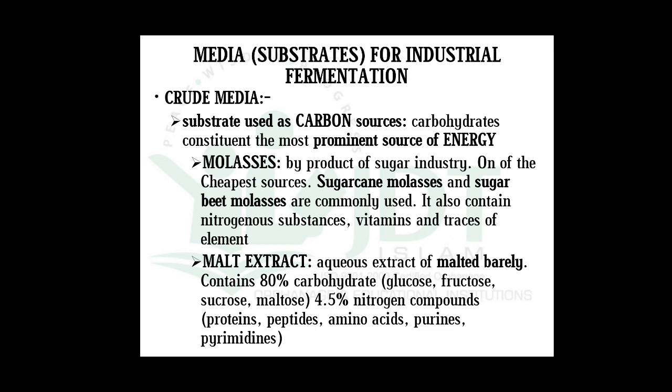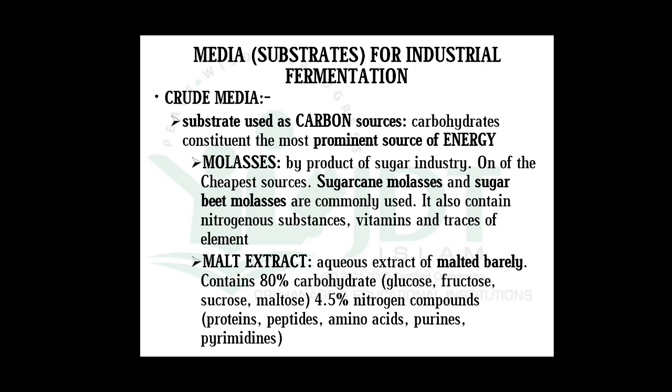We use a carbon source as a prominent source of energy. Usually carbohydrate constituents are used as the most prominent source of energy. Now, what are the different carbon sources that we use frequently? The first one is molasses. Molasses is a byproduct of the sugar industry and one of the cheapest sources. Sugarcane molasses and sugar beet molasses are commonly used. It also contains nitrogen substances, vitamins, and traces of elements.